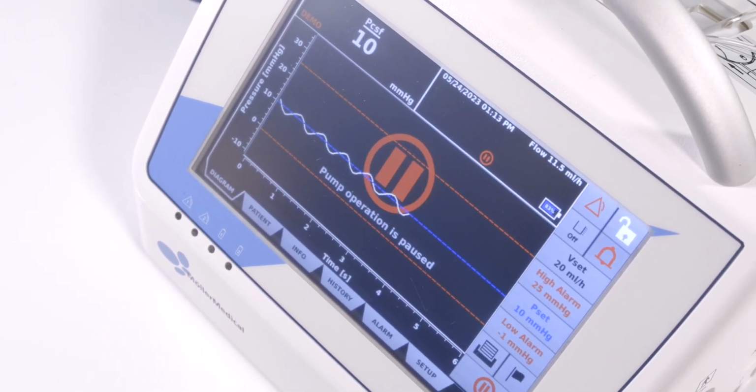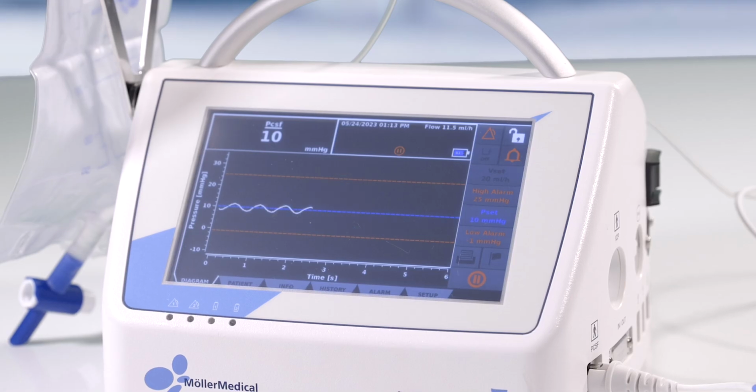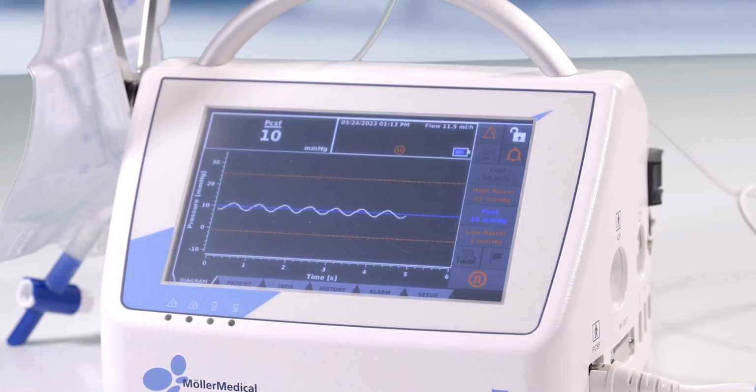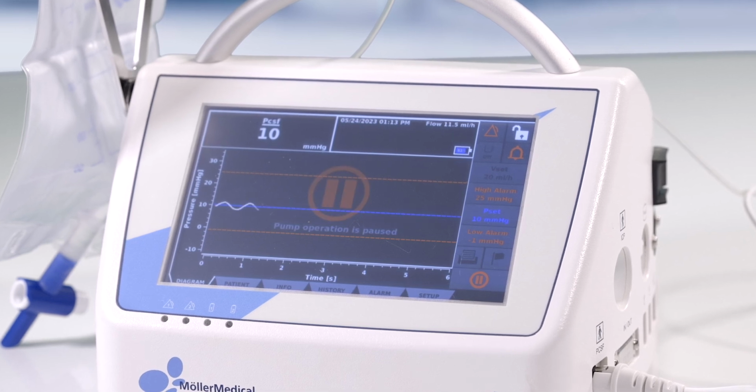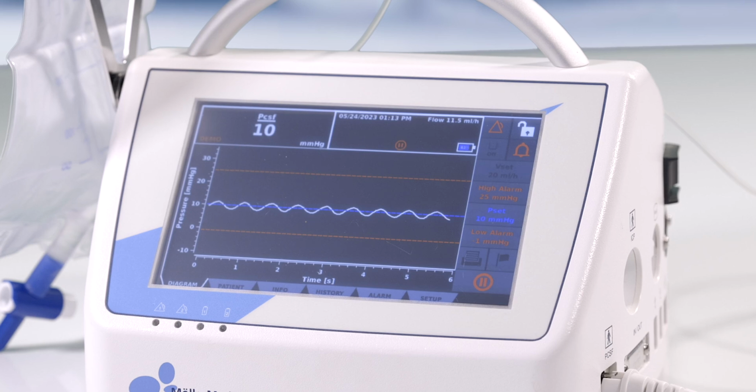While in pause mode, Liquoguard continues to check the catheter and drainage line for patency. If at any time the catheter becomes occluded or mispositioned internally, or if the catheter or tubing is kinked externally, drainage stops and Liquoguard sounds an alarm.